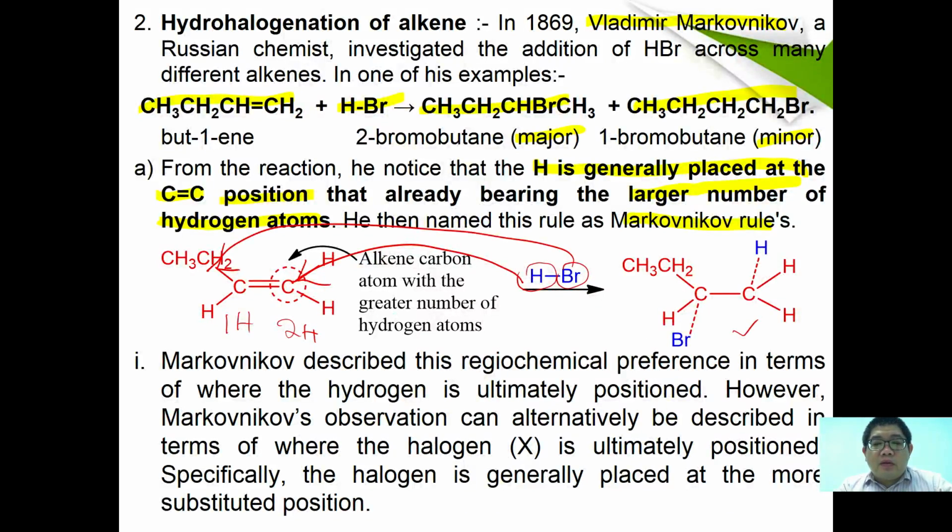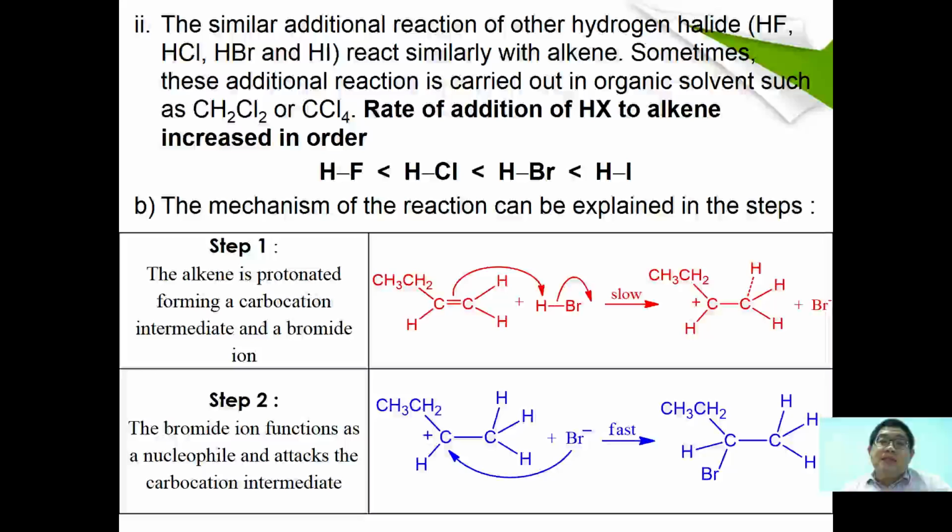So Markovnikov described these regiochemical preferences in terms of where hydrogen is ultimately positioned. However, Markovnikov's observation can alternately be described in terms of where the halogen is ultimately positioned. Specifically, the halogen is generally placed at the more substituted position in this case. Similar addition reactions go with hydrogen fluoride, bromide, and iodide.